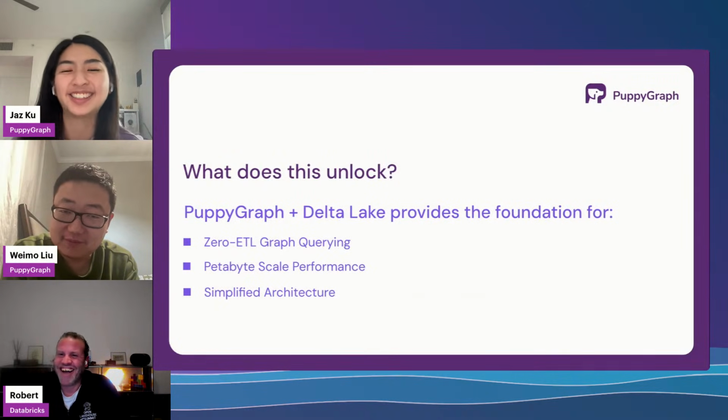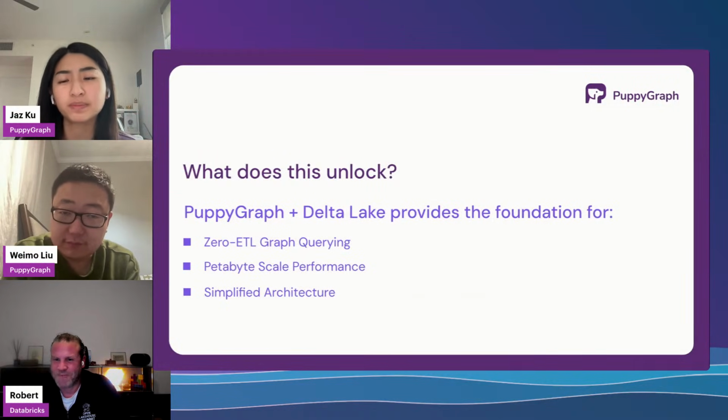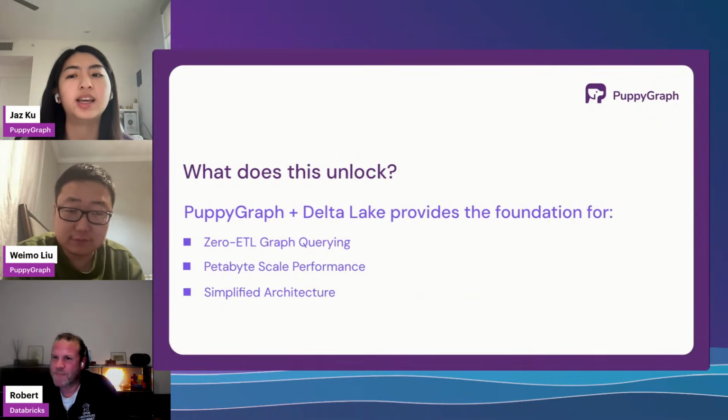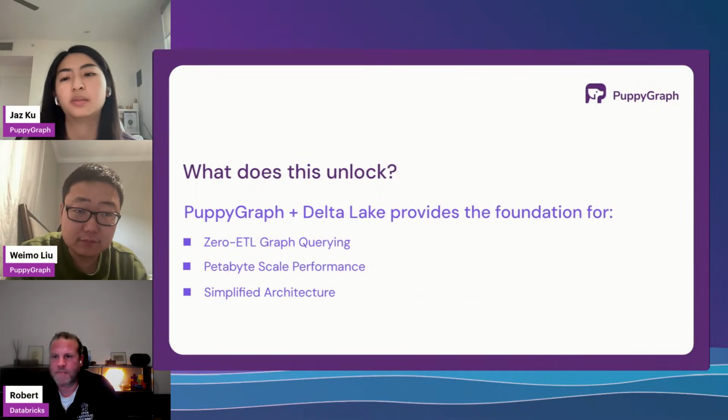And so just to summarize what this does, you now have this foundation for zero ETL graph querying with PuppyGraph and Delta Lake because PuppyGraph can directly connect to your Delta Lake tables. So no data movement at all, no duplication of data either.